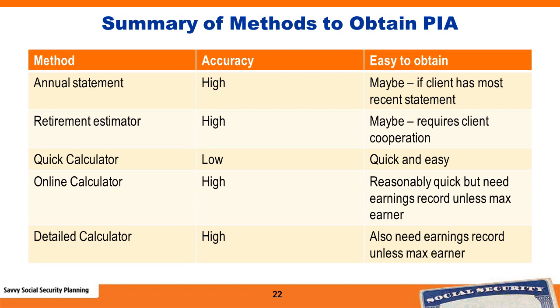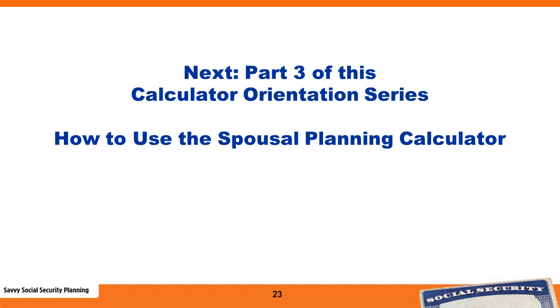The online calculator is accurate, but you really need the client's earnings record unless he's a maximum earner and you pull the earnings from the table in the laminated client handout. The detailed calculator is also very accurate, but again, you need the client's earnings unless he's a maximum earner, in which case all you have to do is click buttons. With your client's PIA in hand, now you're ready to use the Savvy Social Security Planning calculators. First up is the Spousal Planning Calculator in Part 3 of this orientation.